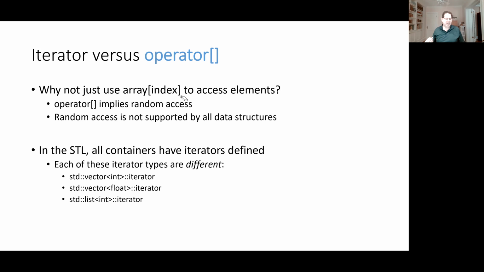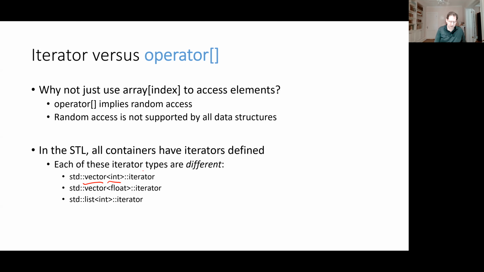So in the standard template library, all containers have iterators defined. Each of these iterator types is different, but they all behave very similarly. They present the same operations or a subset of the same operations. But when you want to make an iterator to go through a vector of integers, you have to ask for the right type of iterator.